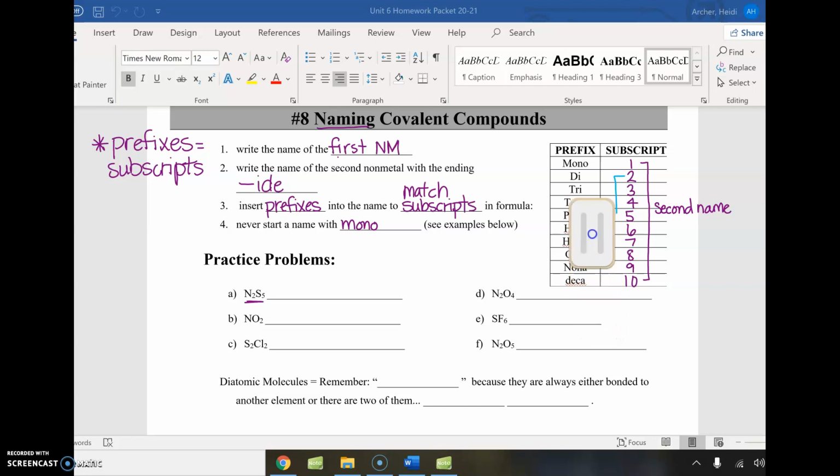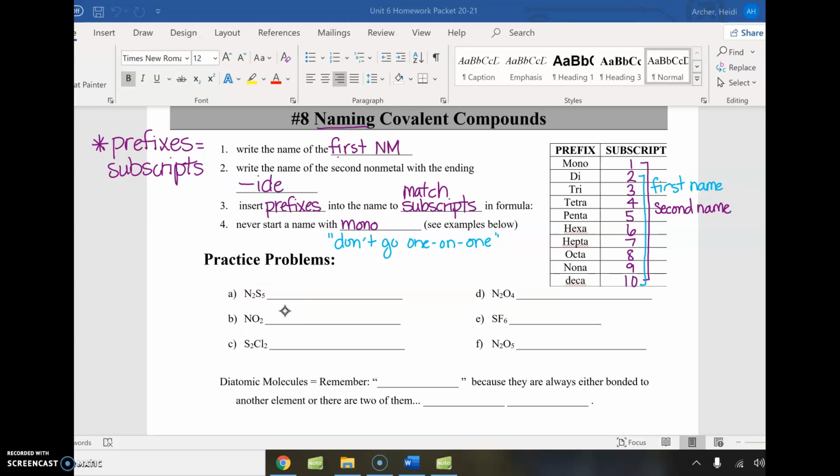Let me actually put that on the other side here. Two through 10 are available for the first name. The other way that I remember this is by using the phrase, don't go one on one. Meaning we're not going to ever use the prefix for the number one on the first name. Don't go one-on-one. It's just a trick how I remember it. So if that's helpful for you, then go for it.